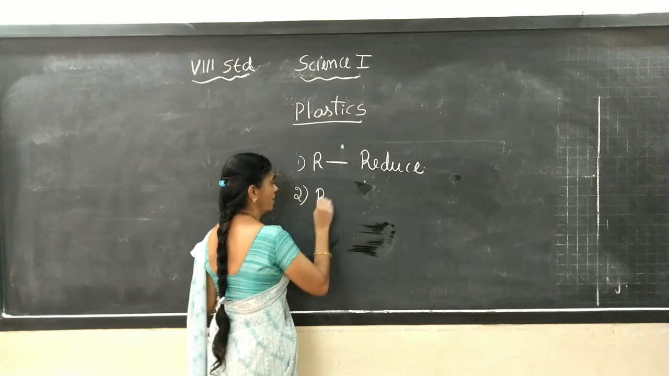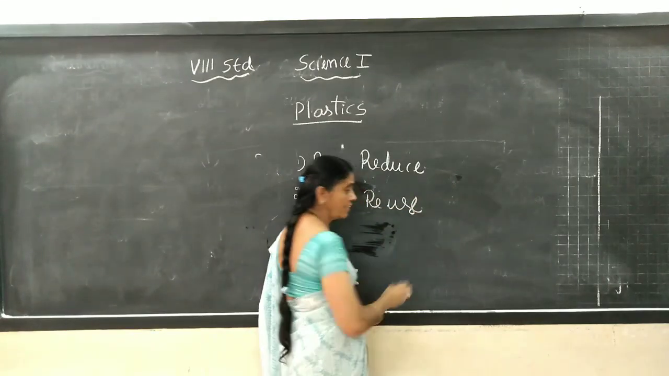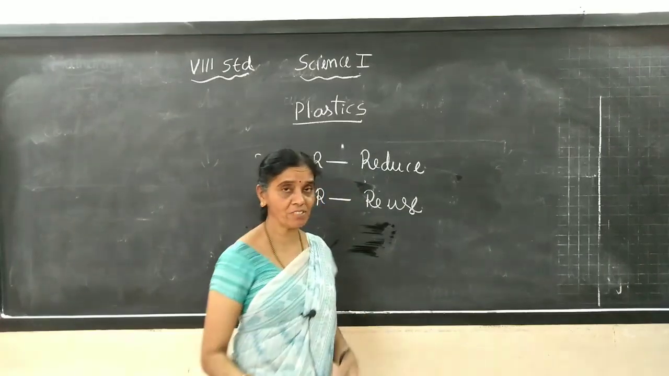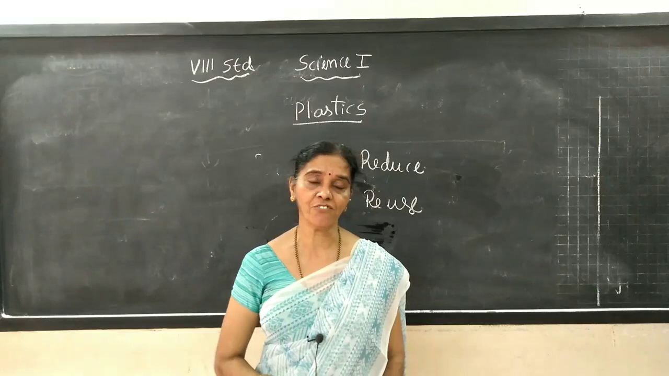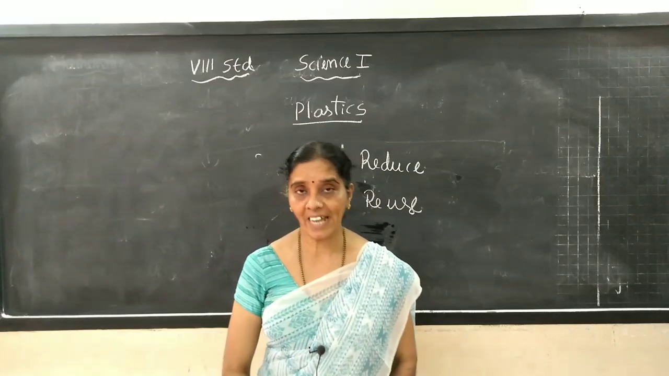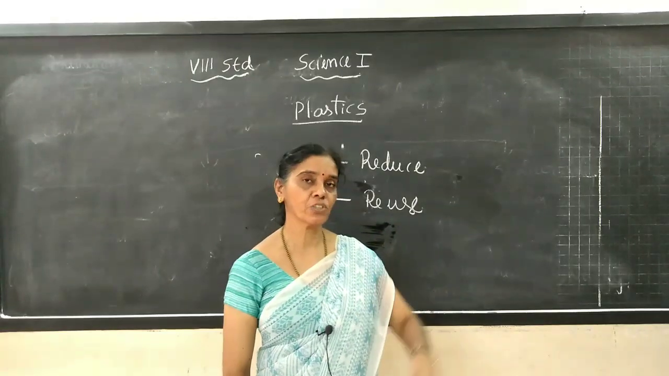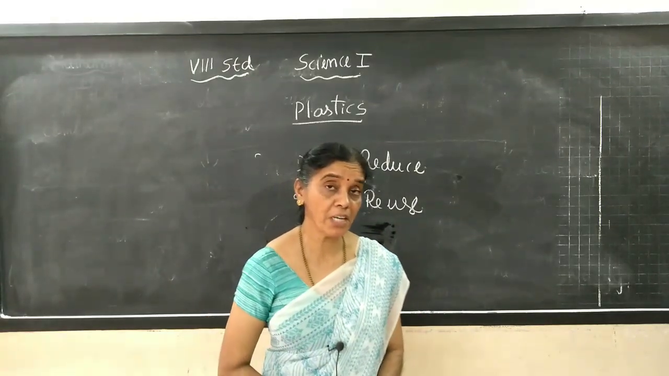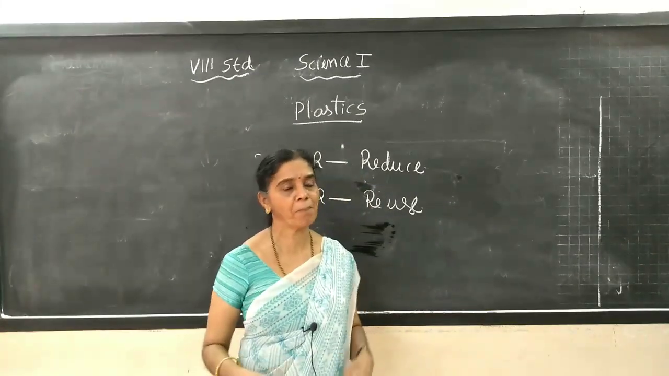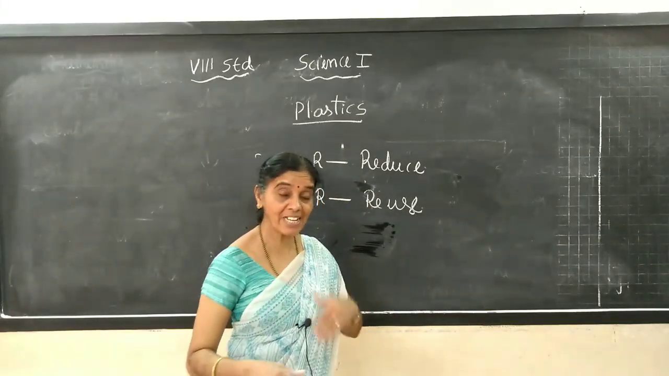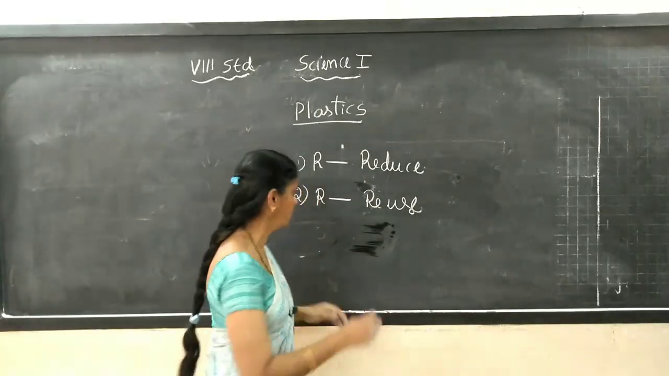The second R is reuse. That is, once you have that one plastic, you use it again and again for a little more time, and then you can discard it. How many times are you able to use it for your work? You can reuse whichever plastic articles you are using. By that consumption, the production of plastic can be reduced.